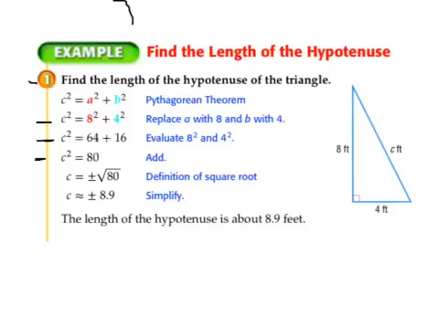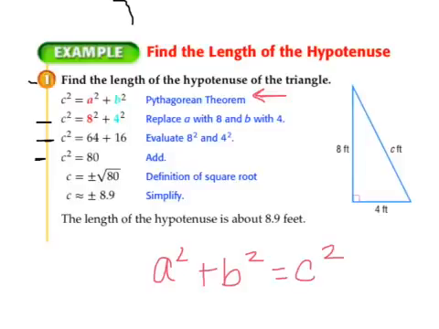So for an example here, it says to find the length of the hypotenuse. So we're going to start with the Pythagorean theorem. The Pythagorean theorem is right here, that very first one, and that is a squared plus b squared equals c squared. Remember, a and b are the legs, and c is the hypotenuse. So if we square the legs and add them together, that will equal the square of the hypotenuse.